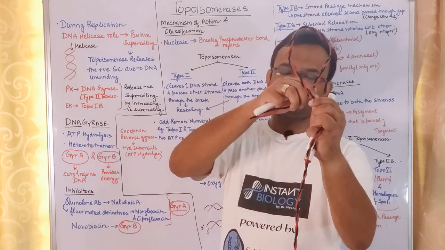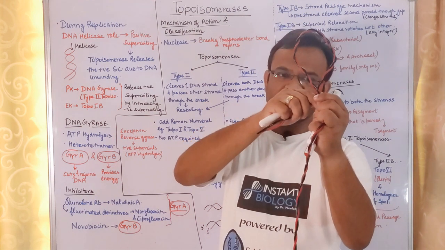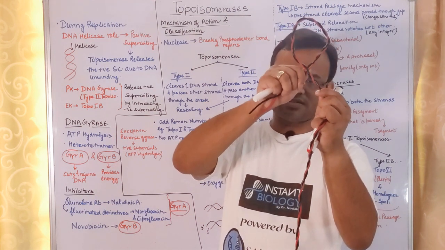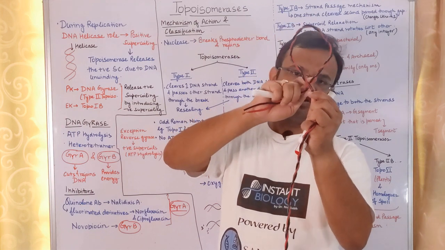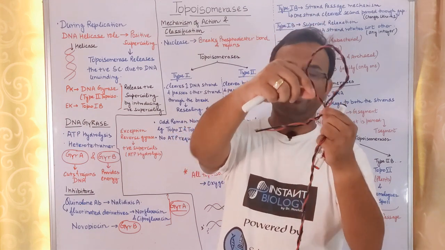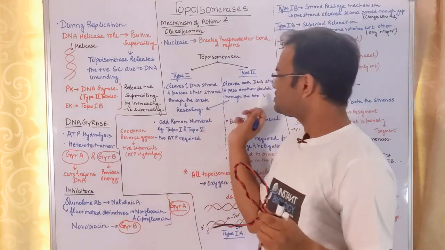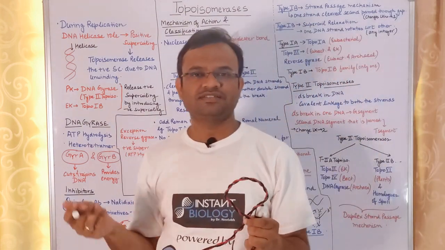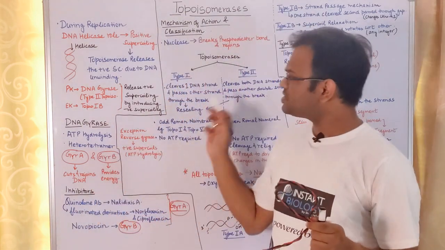The other strand that is behind this, I will pass this back strand through the forward strand, and I'll then release this supercoiling. So in this way, what is the major difference?